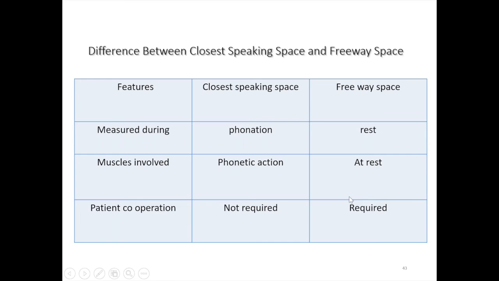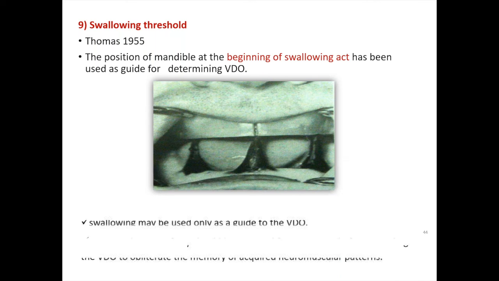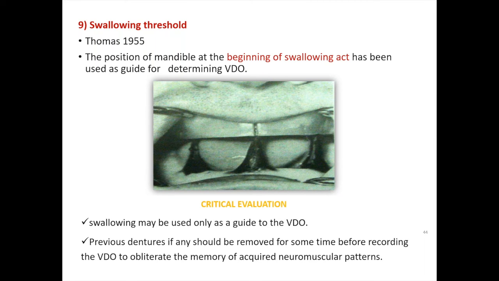Coming to the swallowing threshold, it was given by Thomas in 1955. The position of mandible at the beginning of swallowing has been used as a guide for the determination of vertical dimension of occlusion. In this technique, soft wax cones are used on the rims, and this induces the patient to salivate. Gradual swallowing is going to reduce the height of vertical dimension of occlusion.